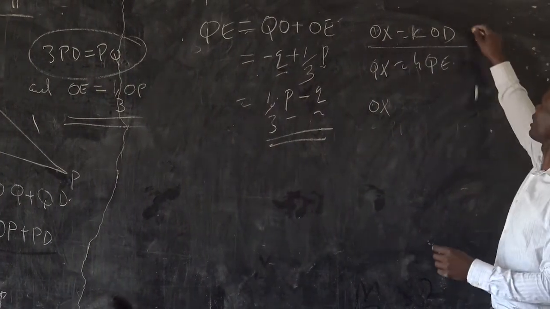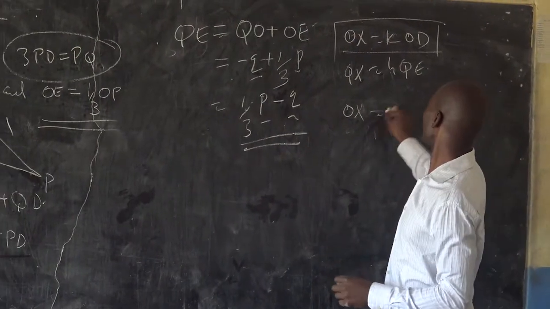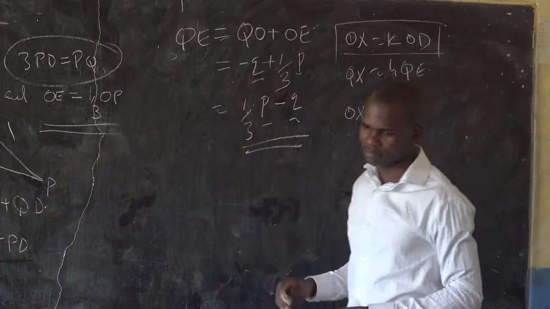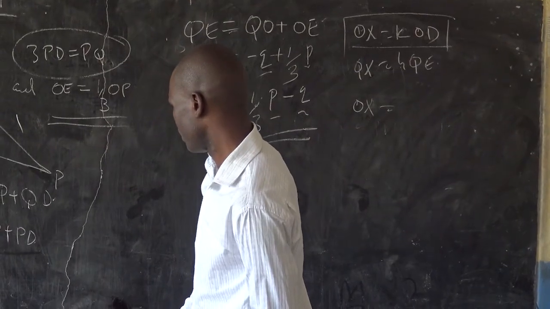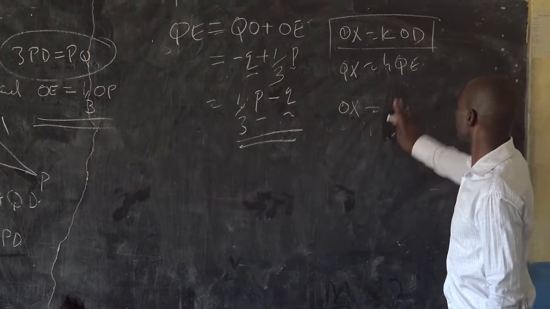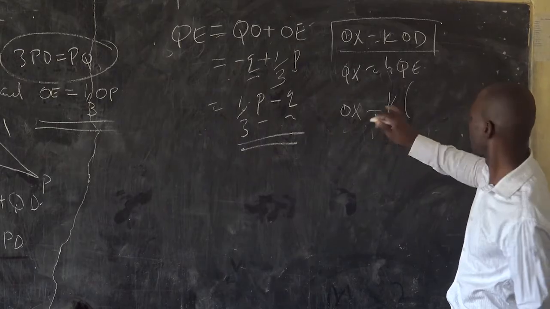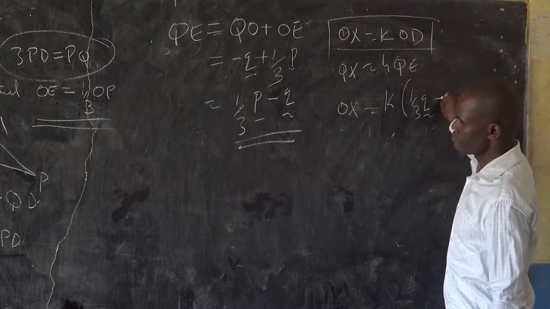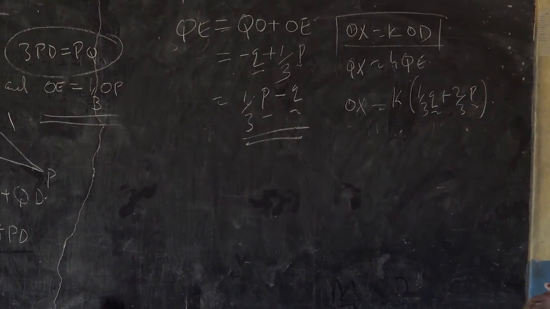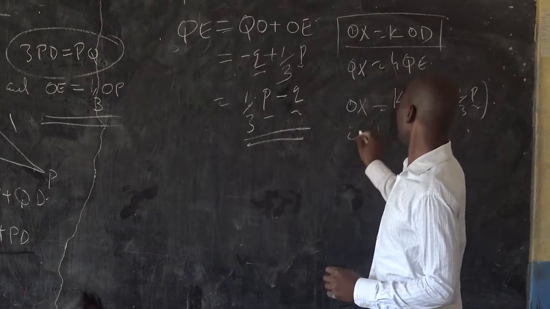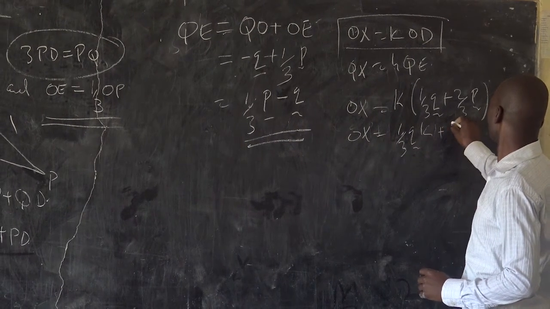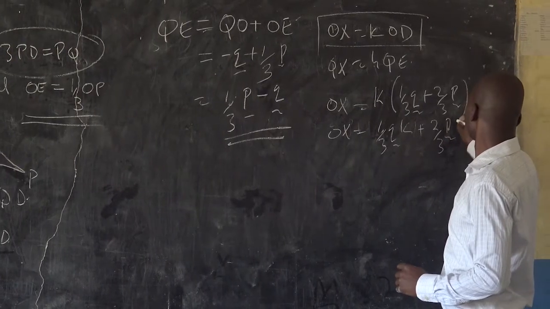So first of all, the OX we have it here. So OX we have been given is K OD, and OD we have somewhere. OD is what? So therefore, we are going to have a third. So this is K into a third Q plus 2 over 3 P. We can open the bracket or you can just give it like that. If you open the bracket, what do you get?